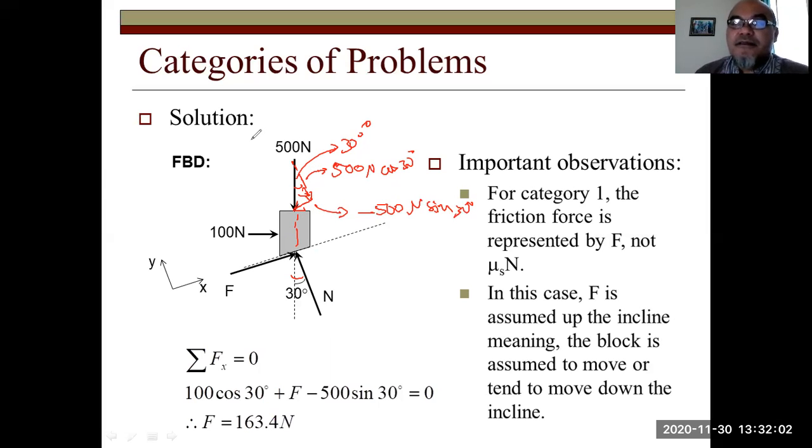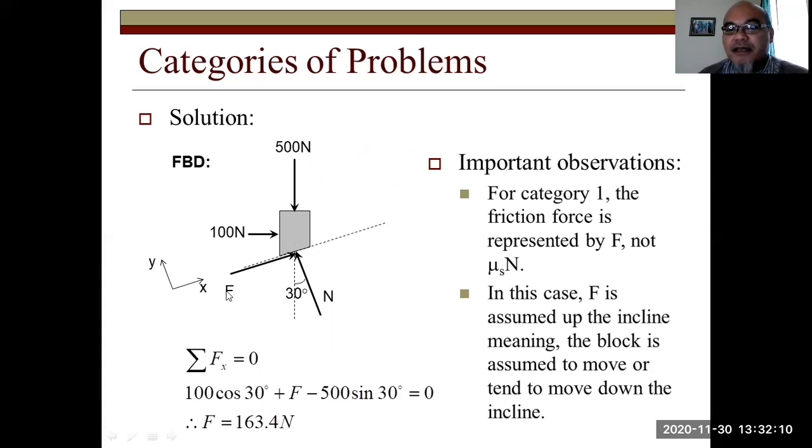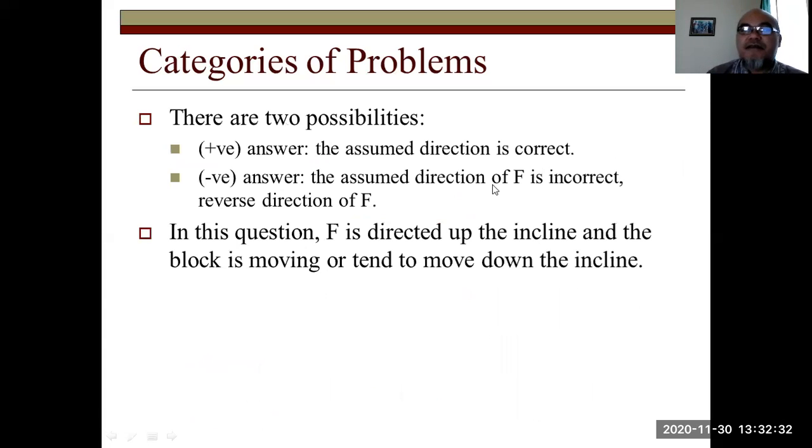Okay. So from here, for category 1, the friction force is represented by F, not by mu s N. So in this case, F is assumed up the incline, meaning the block is assumed to move or tend to move down the incline. And that's why 100 cosine 30 degree plus F minus 500 sine 30 degree equals to 0. And here we obtain F equals to 163.4 Newton.